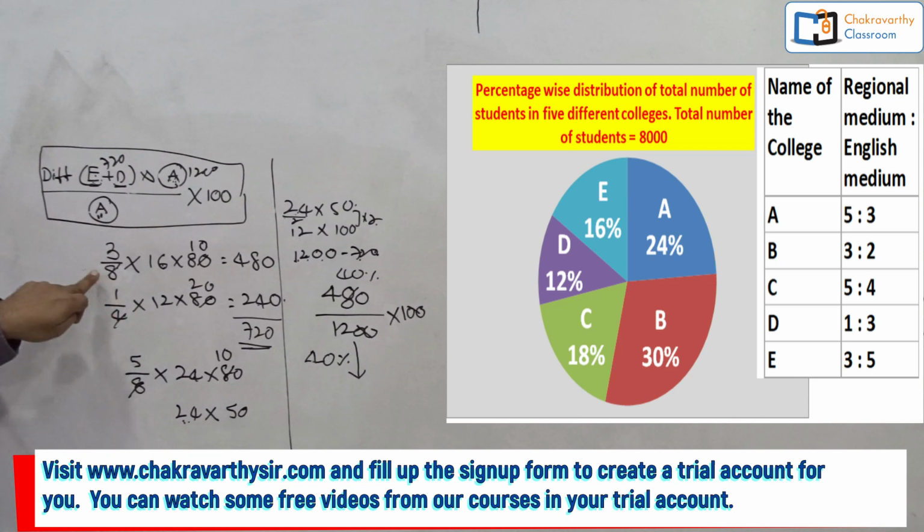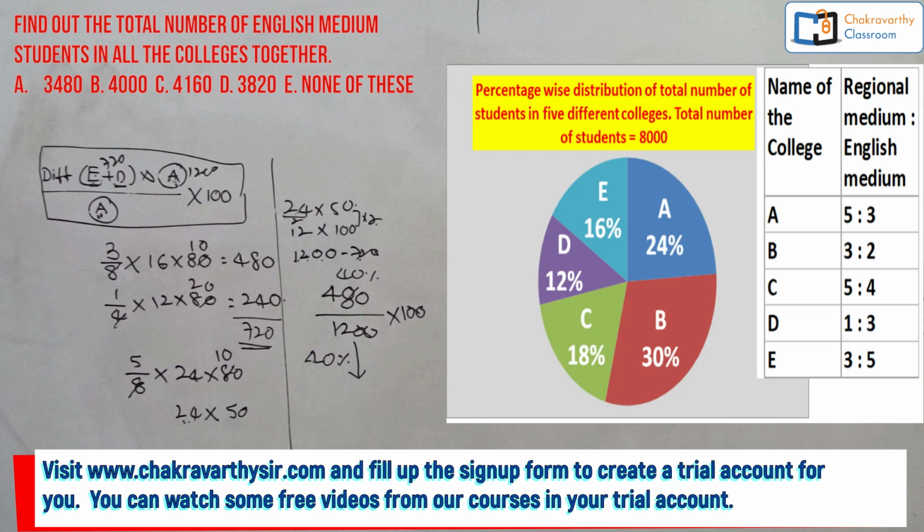What shortcut have we used here? Instead of going for 16% of 8,000, we have done 16 into 80. Here also, with the simple simplification, we can get the answer. Hope you must have got the idea, right? Do one more question based on the same data.